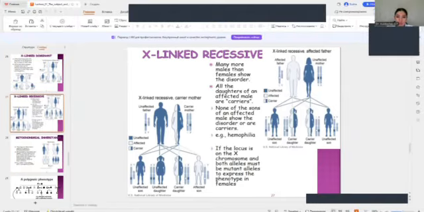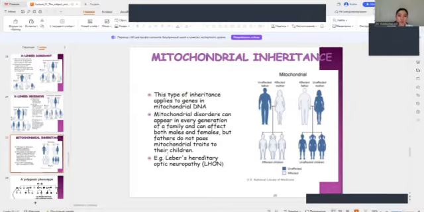X-linked recessive inheritance. Many more males than females show the disorder. All the daughters of an affected male are carriers. None of the sons of an affected male show the disorder or are carriers. Example would be hemophilia. The locus is on the X chromosome and both alleles must be mutant to express the phenotype in females. In these two cases, you can see an example and how many percent would be carrier, unaffected or affected.